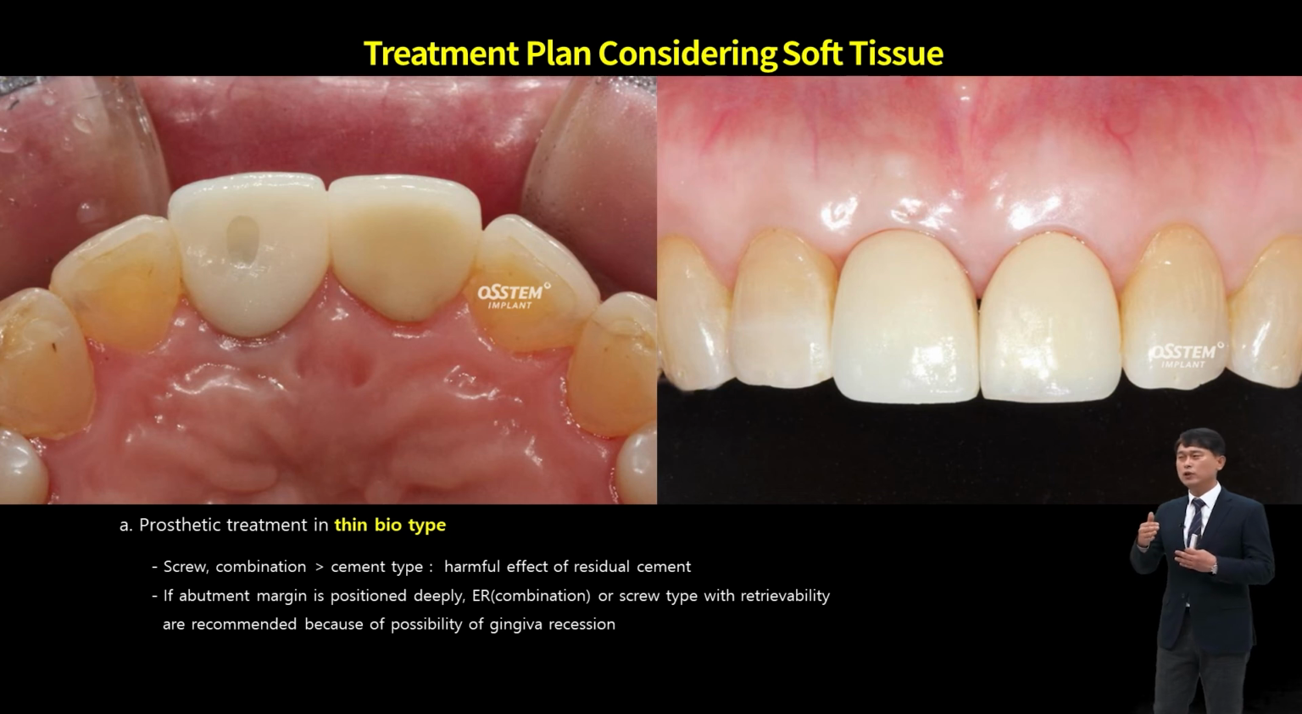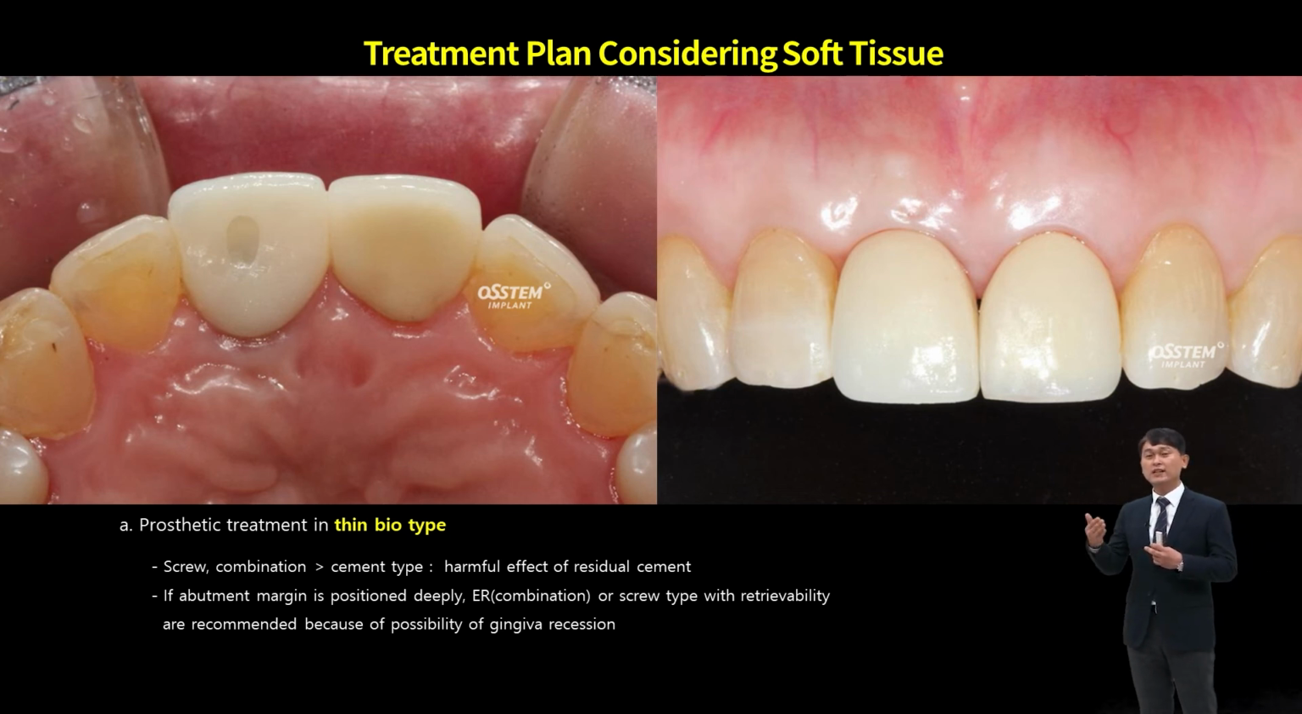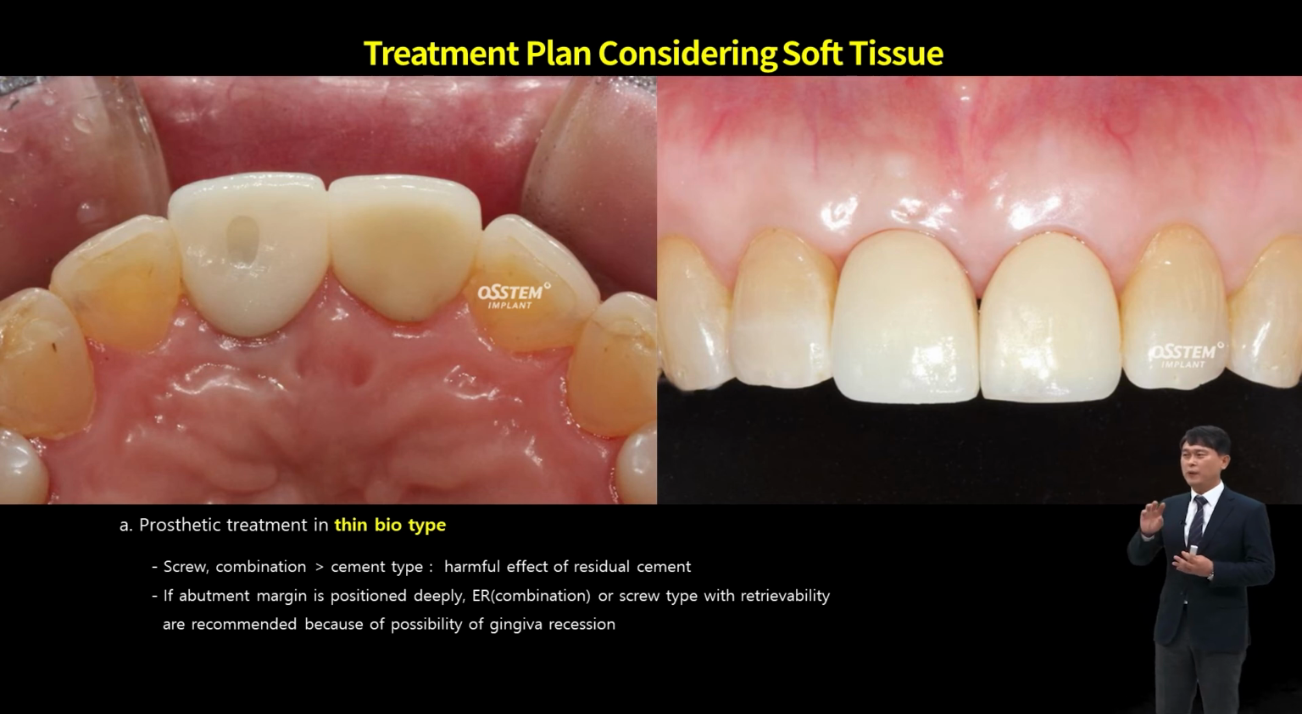It is important to make sure that there's no excess cement. If there's excess cement, in the case of thin biotype, everything can be resorbed within a short period of time.